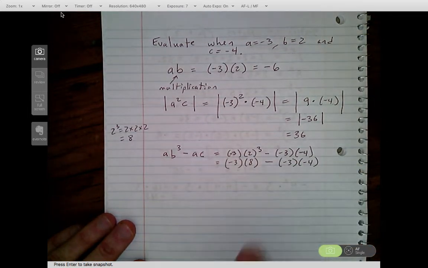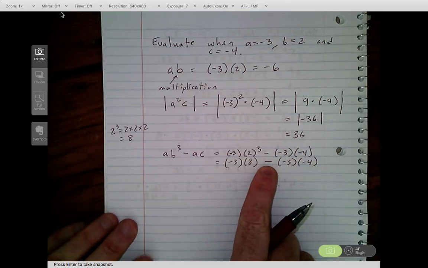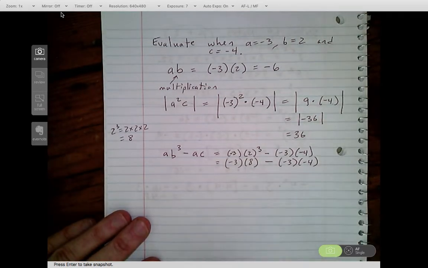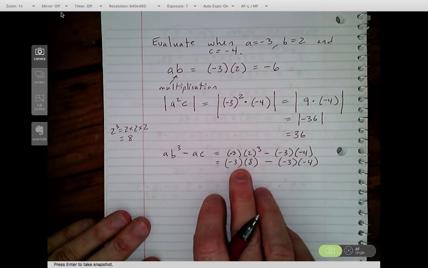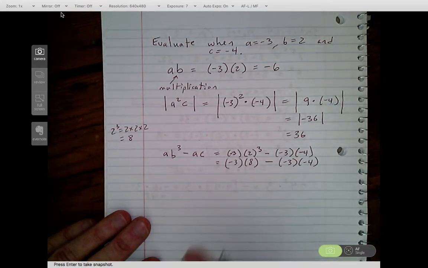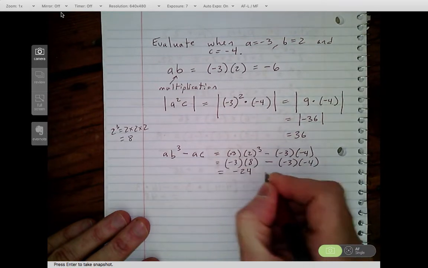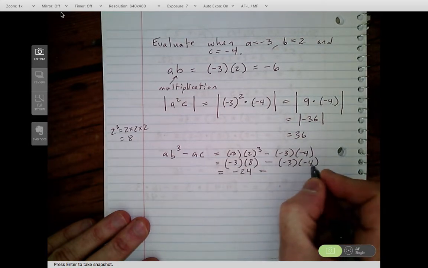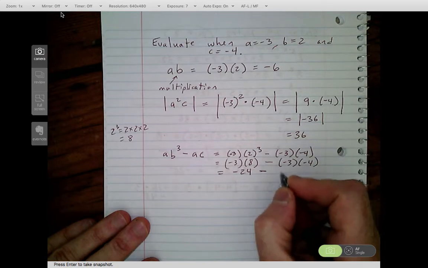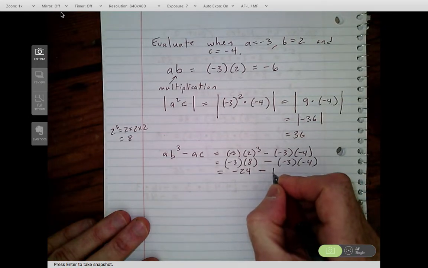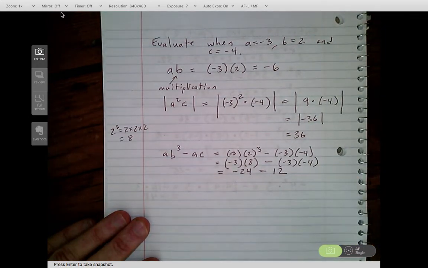Oh boy. So before I change the subtraction to addition by the opposite, let me work out the multiplying. Again, our order of operations, we multiply before we subtract. So -3 times 8 is -24. Subtract -3 times 4, so -3 times 4 is 12. So this is -24, take away 12.